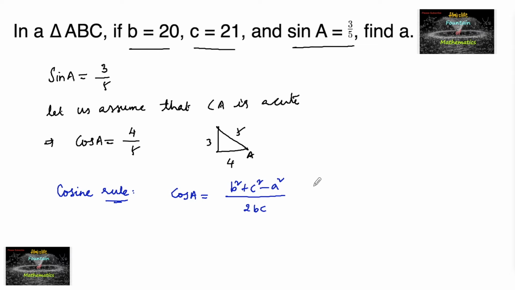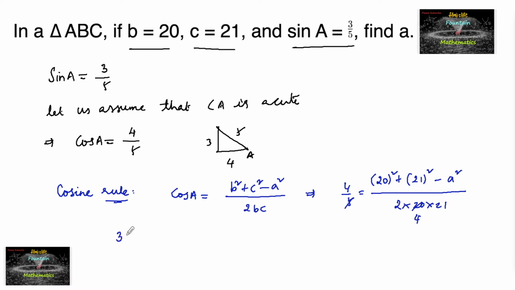so that cos A value, that is 4 upon 5, is equal to b square, that is 20 square, plus c square, that is 21 square, minus a square upon 2 into 20 into 21. So here 5, 4 times gets cancelled, and 2 4s are 8. 8 into 4, 32 into 21, cross multiplication.